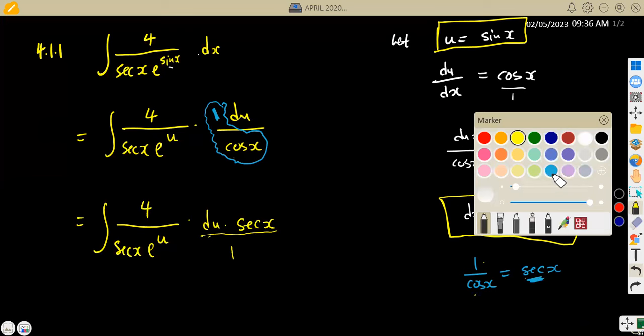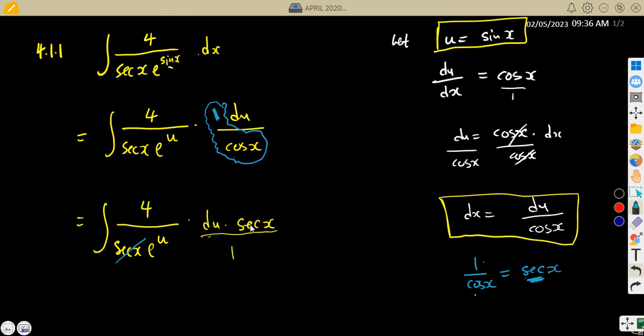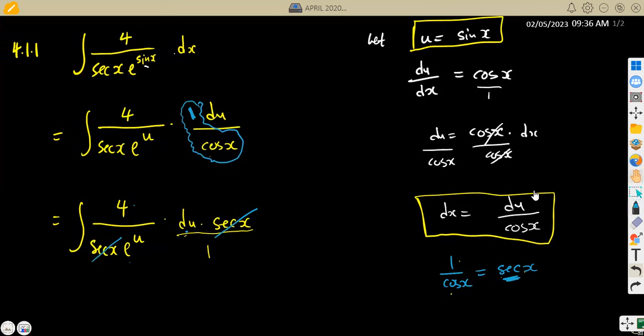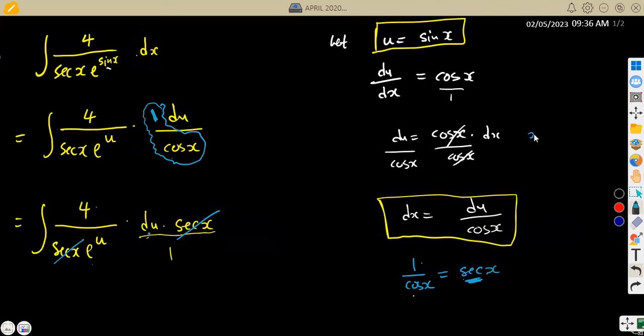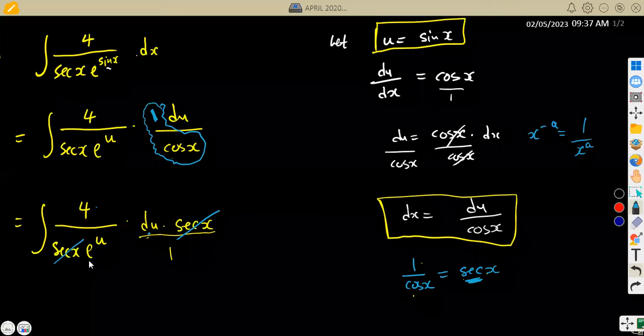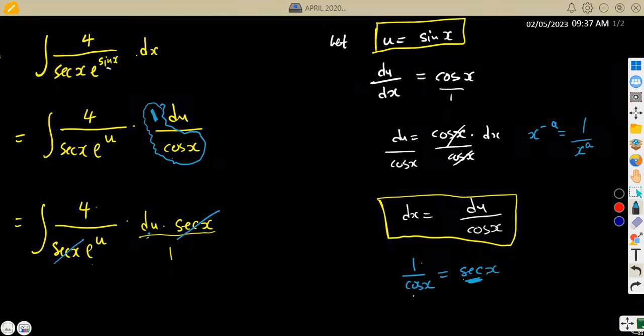So that these two can cancel. The sec x and the sec x can cancel. We are remaining with the 4 over e to the exponent of u, which is integrated in terms of u. But we know that if we are given a fraction like this from our exponents, let's say x to the exponent of minus a, we know that is the same as 1 over x to the exponent of a. So that means 4 over e to the exponent of u can be written this way.